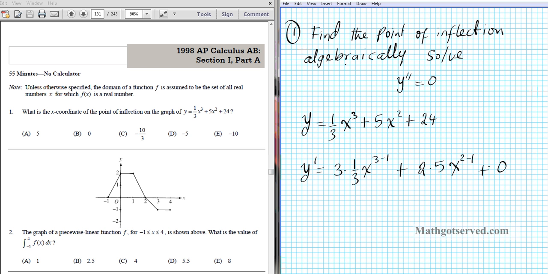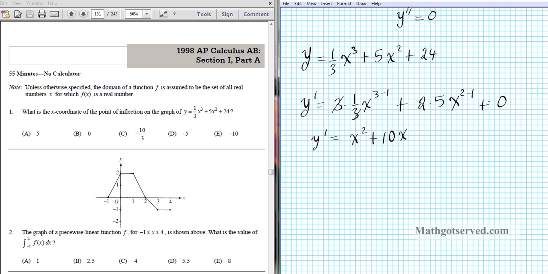So let's simplify this, and then we're going to differentiate it again, all right? So y prime equals, this 3 divides out, x squared plus 2 times 5 is 10, 10x, and then this 0 drops off, all right? So to find the second derivative, we differentiate again using the power rule. So this will become 2x, 2x to 2 minus 1, which is just 1, plus the derivative of 10x is just 10, okay? All right, so this function, when we set it equal to 0, it will tell us the point of inflection, all right?